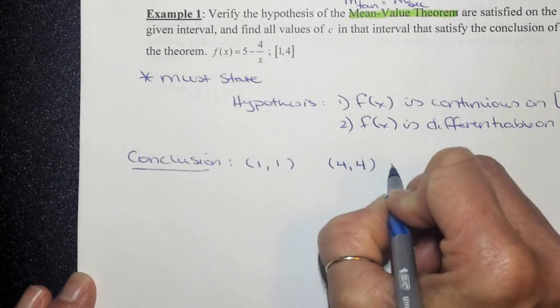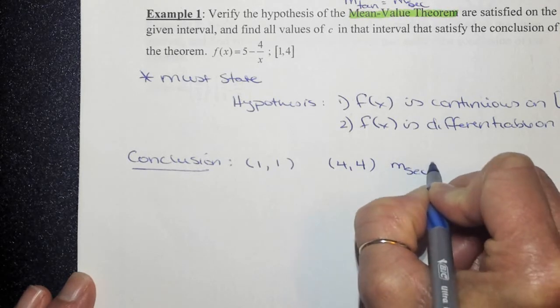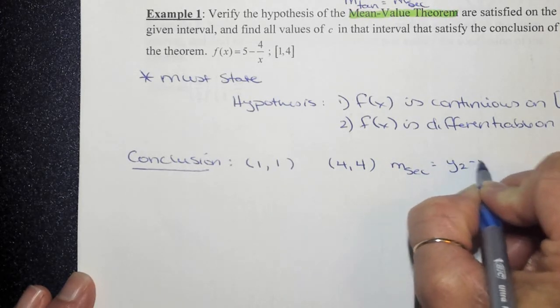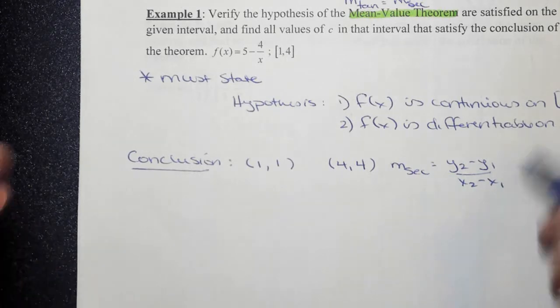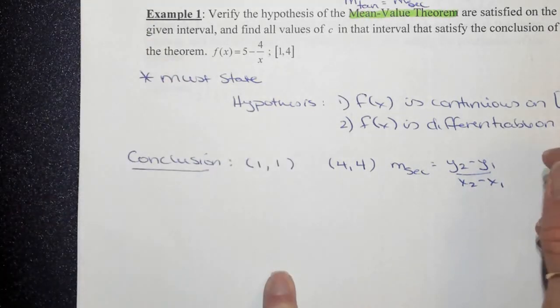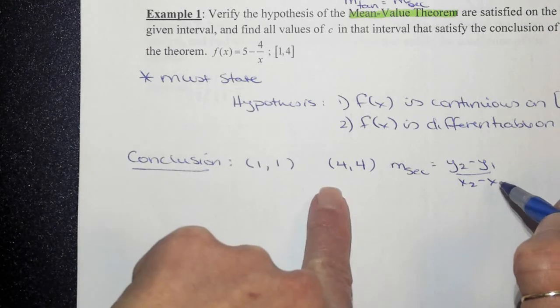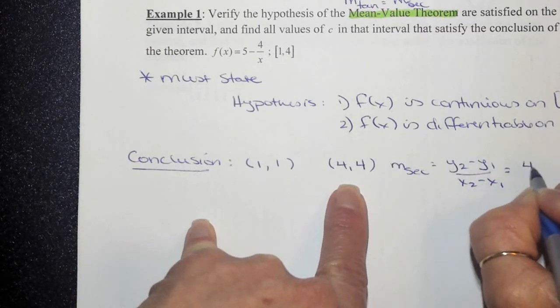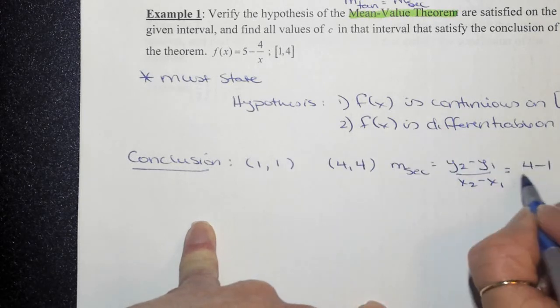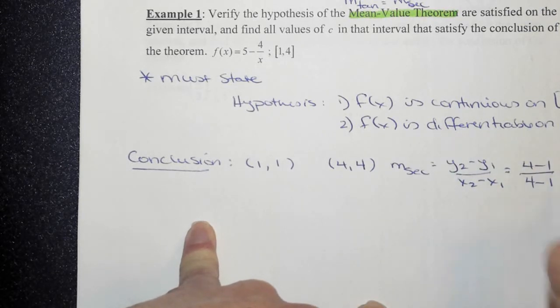Now we're going to find the slope of the secant line, which is basically y sub 2 minus y sub 1 over x sub 2 minus x sub 1. That's the same thing as what I wrote at the top, f of b minus f of a over b minus a. So here we have 4 minus 1 over 4 minus 1. So this becomes 3 over 3, or 1, which is the slope of the secant line. Okay, 1 is my slope of the secant line.